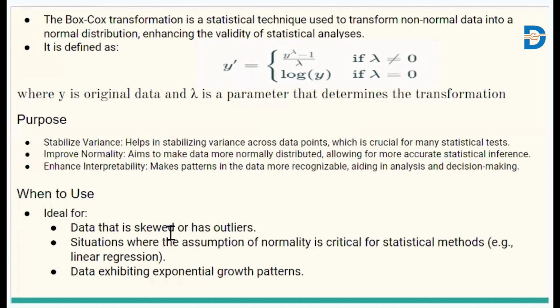When to use it? When we have skewed data or data with a lot of outliers. The second situation is when the assumption of normality is critical for statistical methods, for example in the case of linear regression. And for data exhibiting an exponential growth pattern, we go ahead with Box Cox transformation.